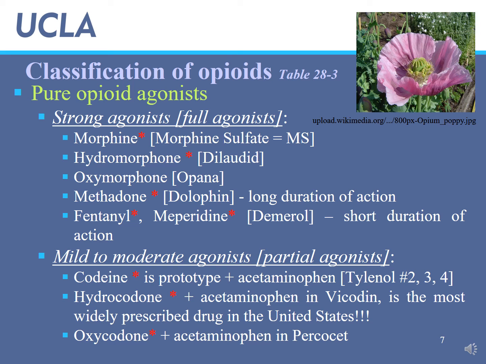And then you have the mild to moderate agonists such as codeine, and it can be used with or without acetaminophen. So when they are combined together, it's a more potent combination than acetaminophen alone, than Tylenol. So it's Tylenol 2 because it has codeine with it. Then you have hydrocodone with or without acetaminophen. So hydrocodone plus acetaminophen is Vicodin. And as I said, it was the most widely prescribed drug until not so long ago. Oxycodone and acetaminophen are the active ingredients of Percocet.